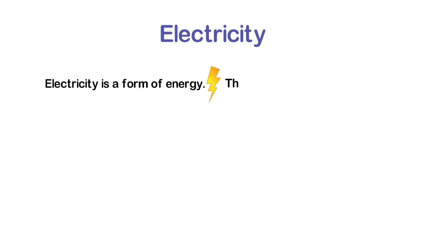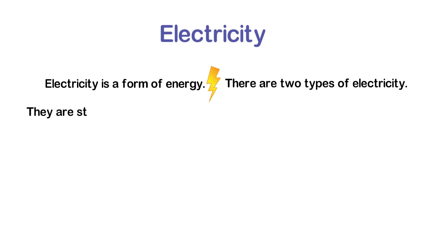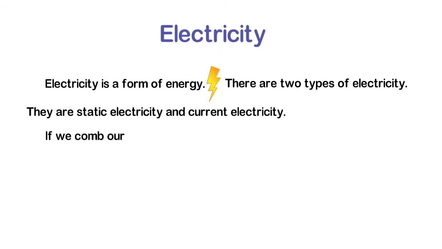Electricity. Electricity is a form of energy. There are two types of electricity. They are static electricity and current electricity. If we comb our hair quickly, static electricity will be produced on it.